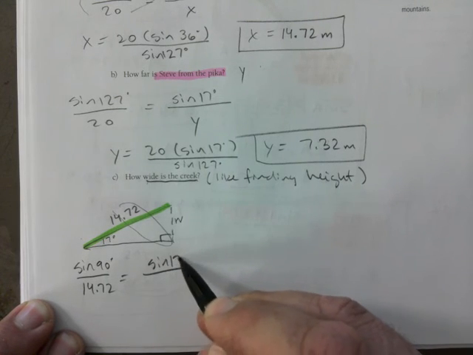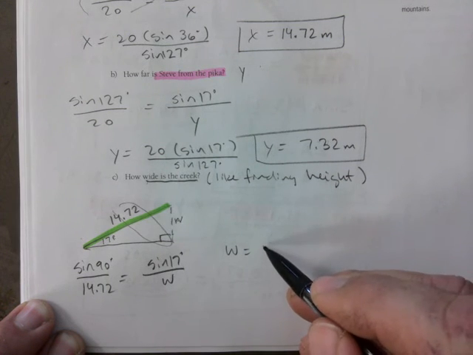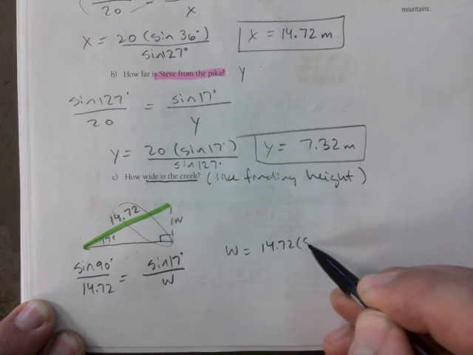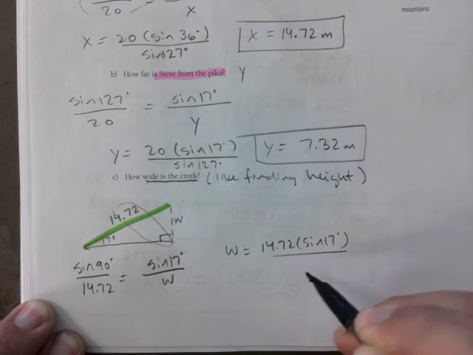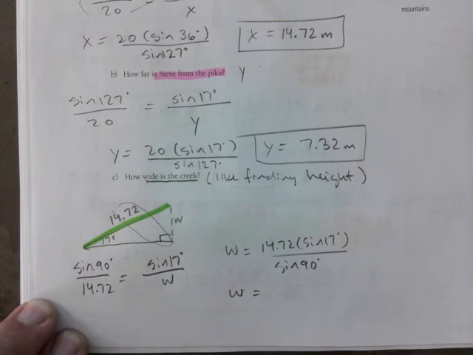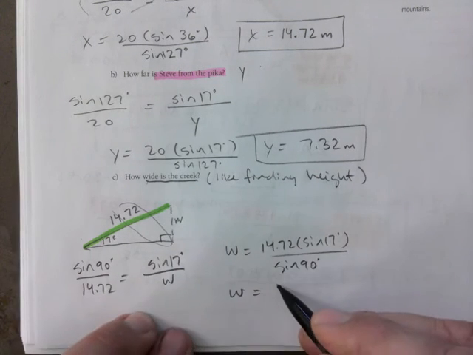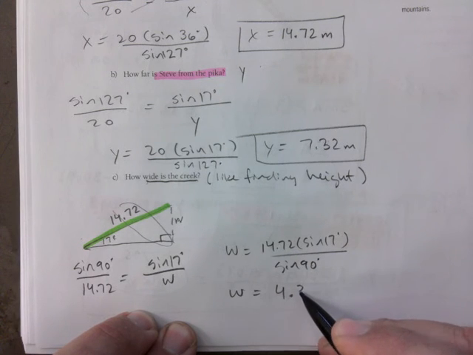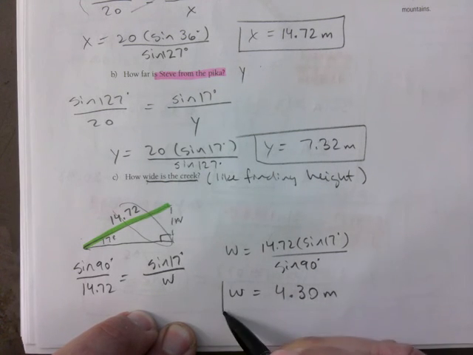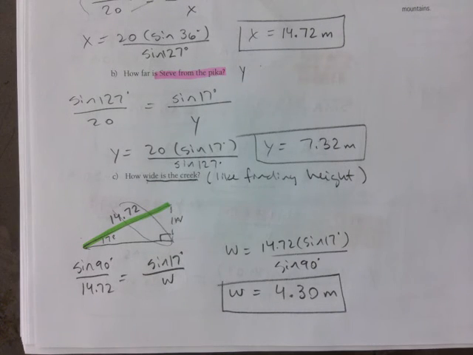Sine of 17, which is this one over W. So it's 14.72 sine of 17 over sine of 90, which we all know is 1. So you don't really need to type it in. It's just 14.72 times sine of 17. That is 4.30 meters. Okay? 4.30 meters.